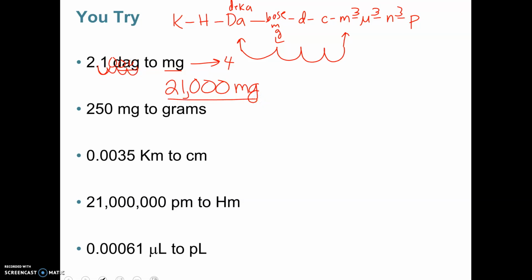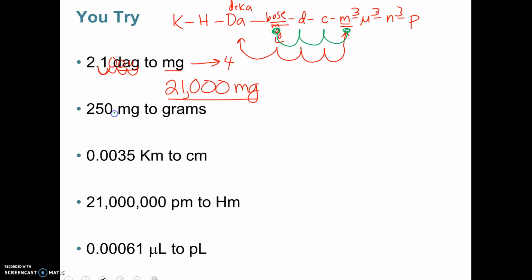Let's try the second one. 250 milligrams to grams. So milli is here. The base unit of gram would be here. So this time we're going to go to the left. All right. So from milli to gram, 1, 2, 3 jumps to the left.